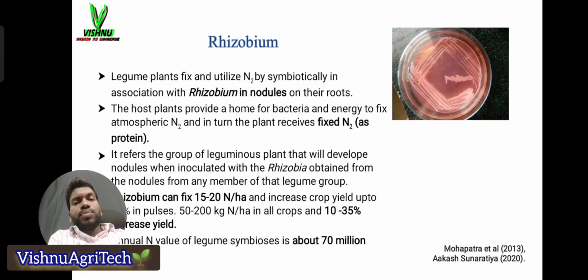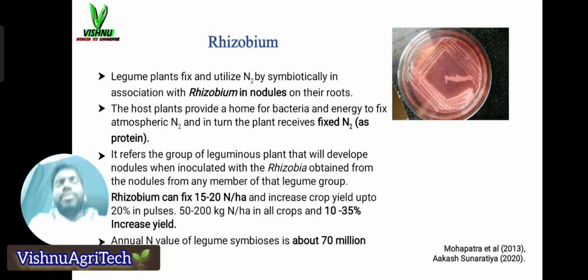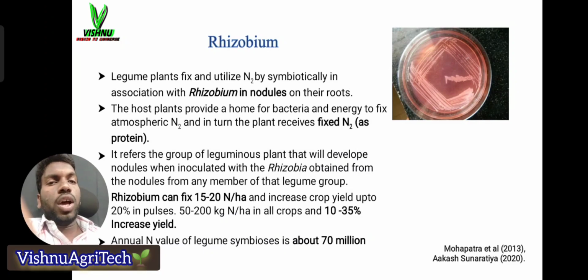And next one, rhizobium. Legume plants fix or utilize nitrogen symbiotically in association with rhizobium in nodules on their roots. The host plants provide a home and energy for the bacteria to fix atmospheric nitrogen, and the plant receives fixed nitrogen as protein. It refers to the group of leguminous plants that will develop nodules when inoculated with the rhizobacterium obtained from the nodules of any member of the legume crop.